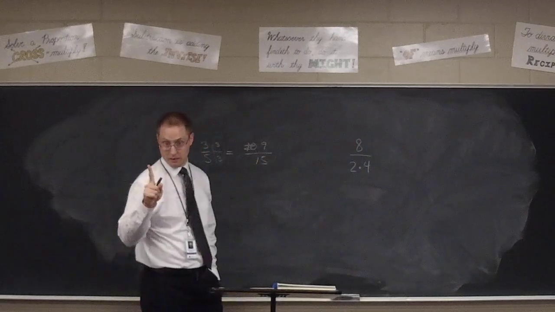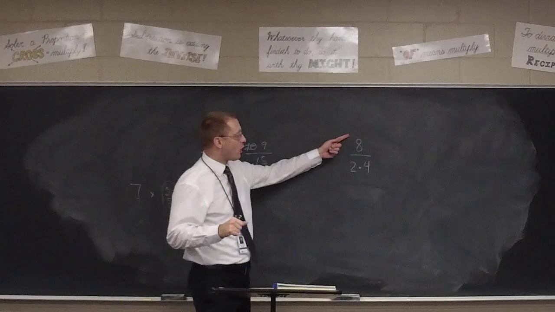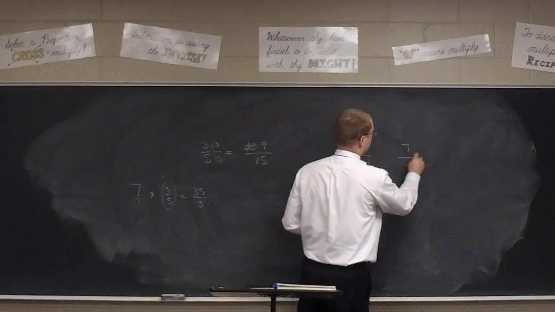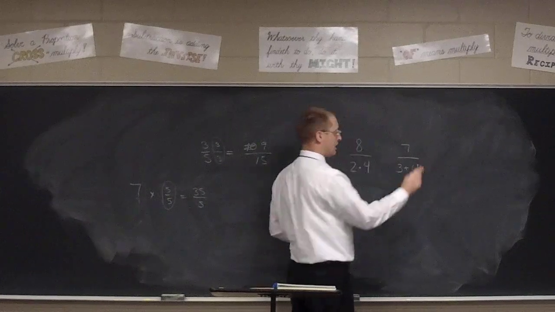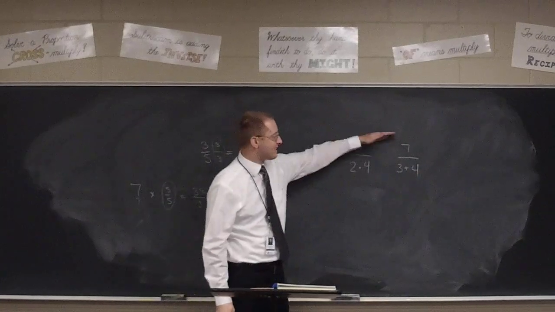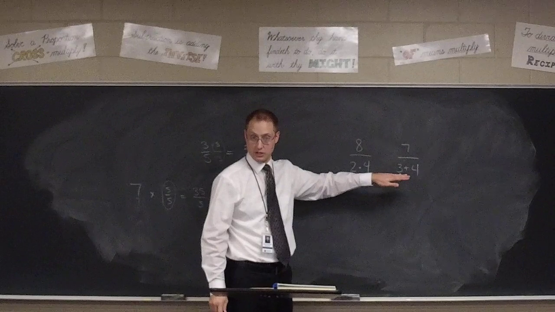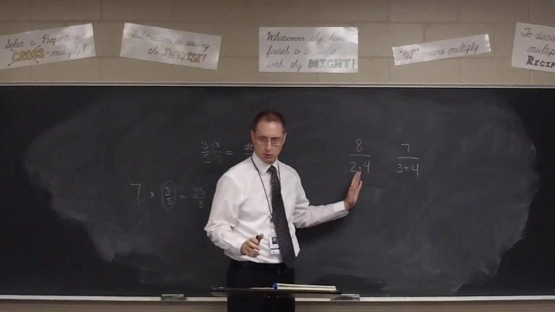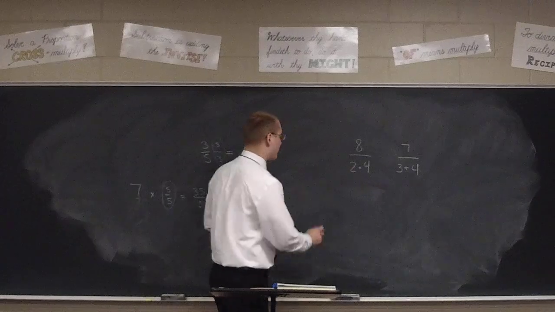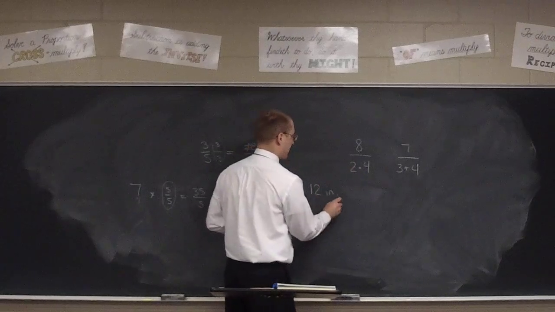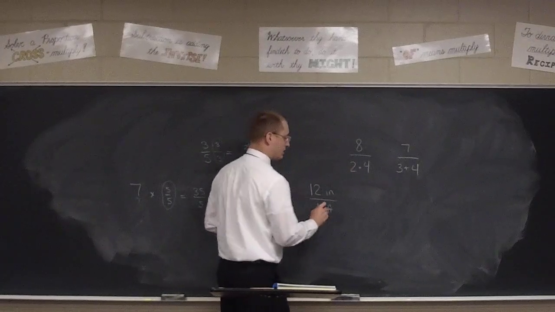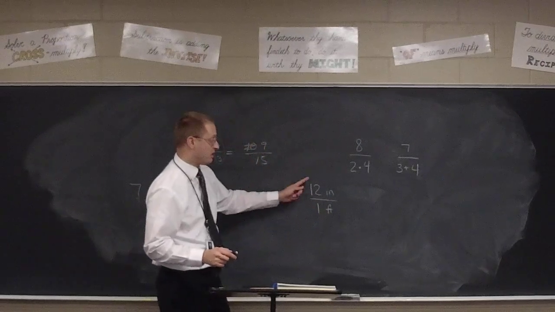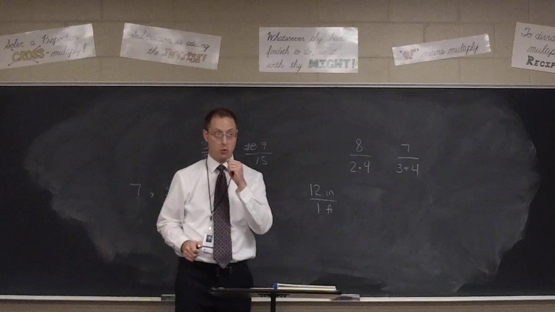Well, realize sometimes something over itself can look a little bit funny. That's 1, because it's 8 over something that is equal to 8. This is still 1 because it's 7 over something that's equal to 7. Does that make sense that these are still just fractions that are equal to 1? So if I took 12 inches and I put it over 1 foot, because these are the same thing, this fraction equals 1.